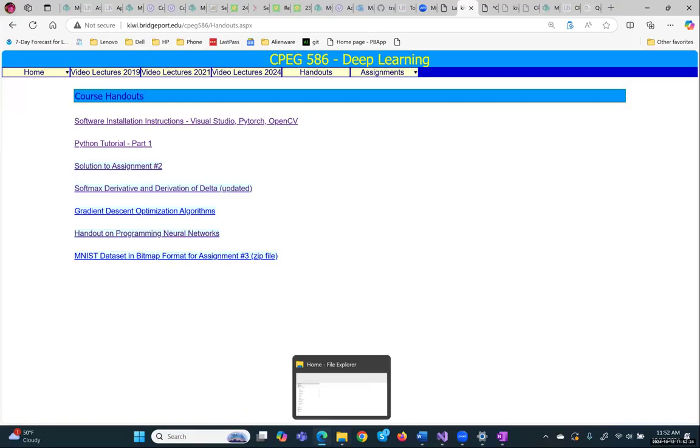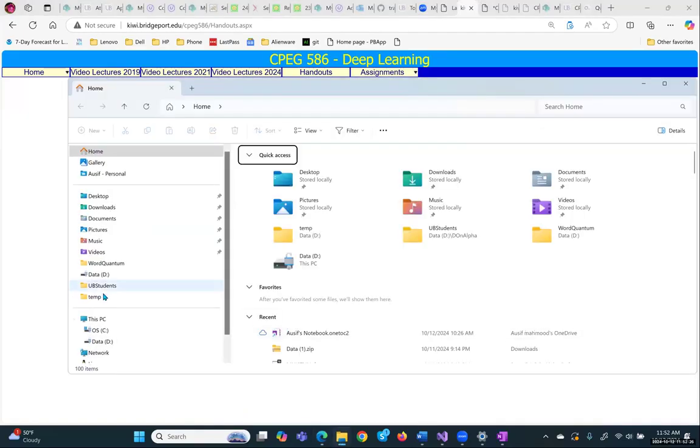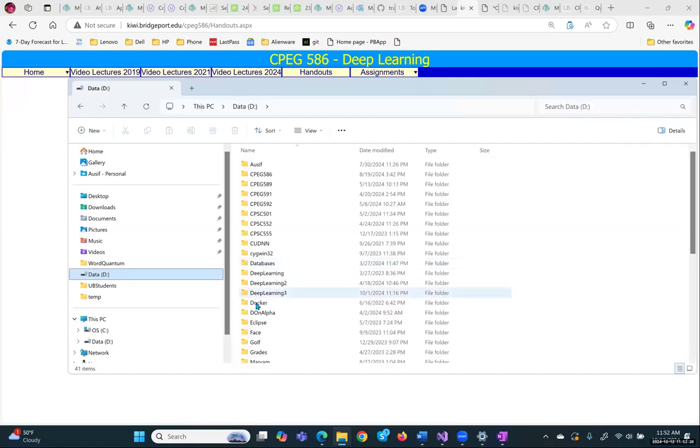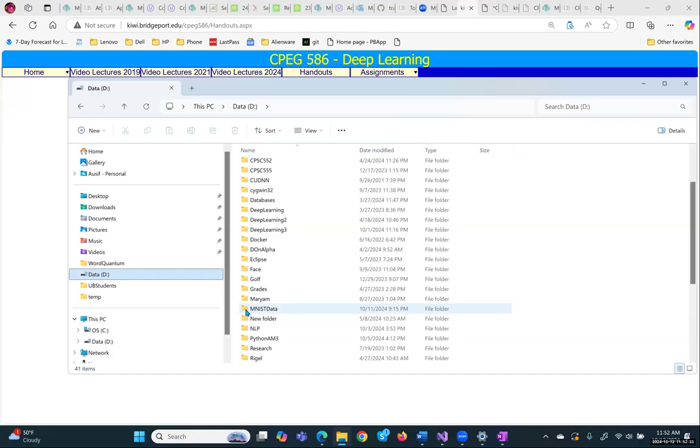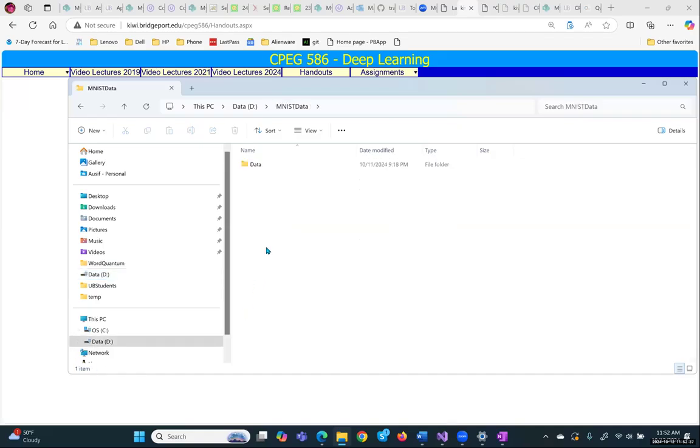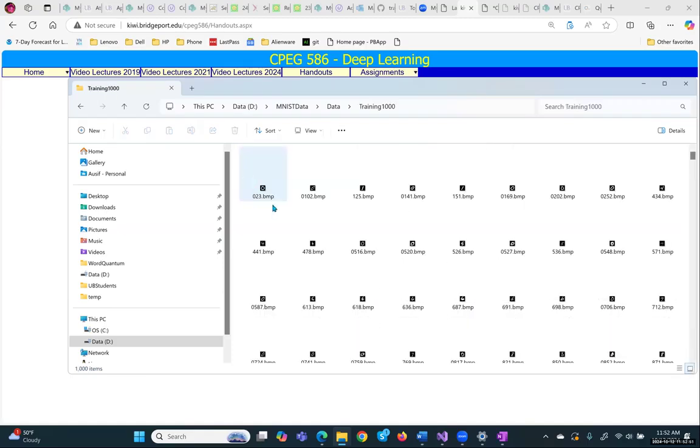Let me show you. As you extract it to a folder, for example, I extracted it on my D drive under this MNIST data folder. Then further, there will be a data folder. If you go further into data, you'll see 3 subfolders over here, training, and 1000. Like I said, these are the images, there are 1000 images.